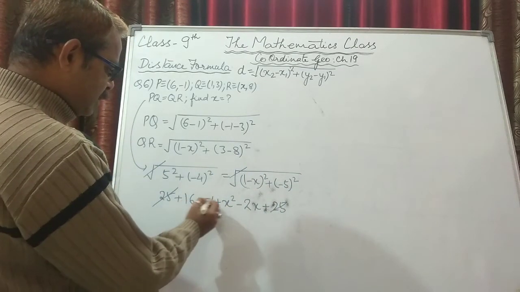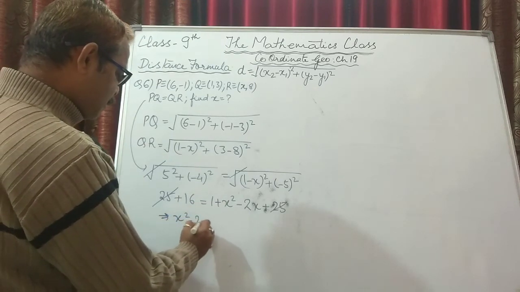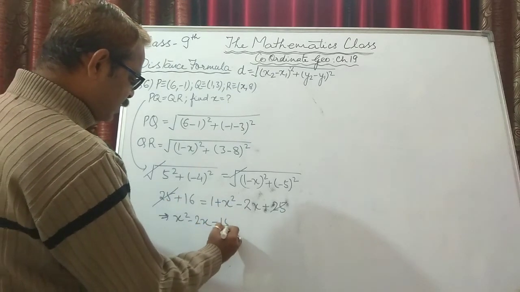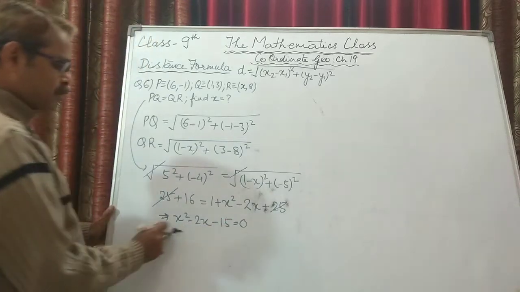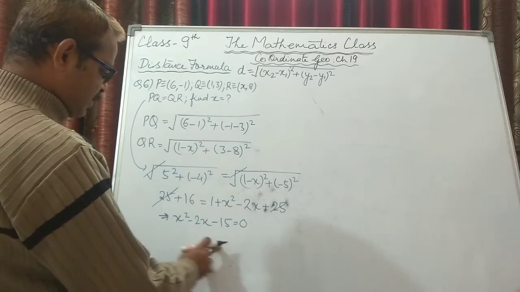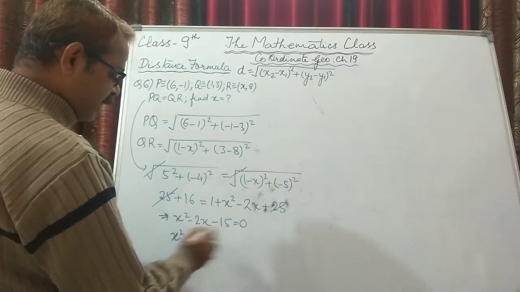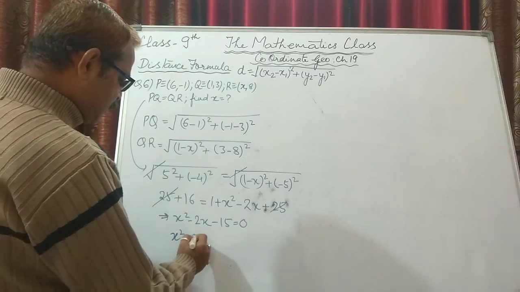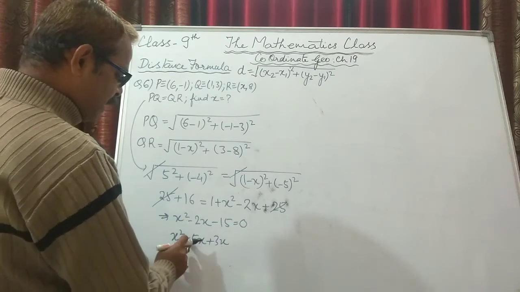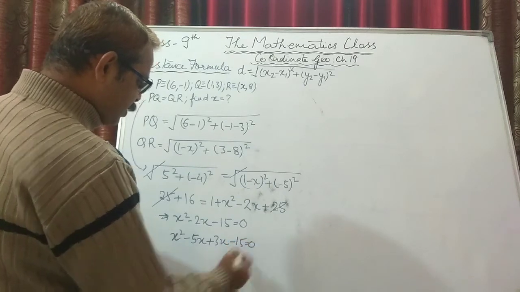This is 16 and this is 1. So we can say that it becomes x square minus 2x, and this 16 comes to this side, will become minus, and plus 1, so minus 15 is equal to 0. This becomes a quadratic equation, so we will try to find out the value of x. Now 5 3s are 15 and 5 minus 3 is 2, so we can do it by splitting the middle term, so minus 5x plus 3x. Minus 5 plus 3 will give you minus 2, and minus 5 into plus 3 will give you minus 15. Minus 15 is equal to 0.